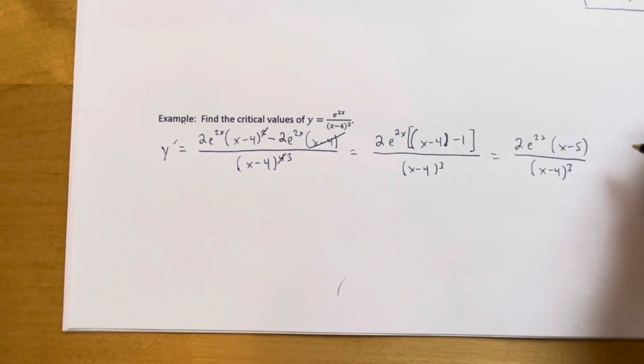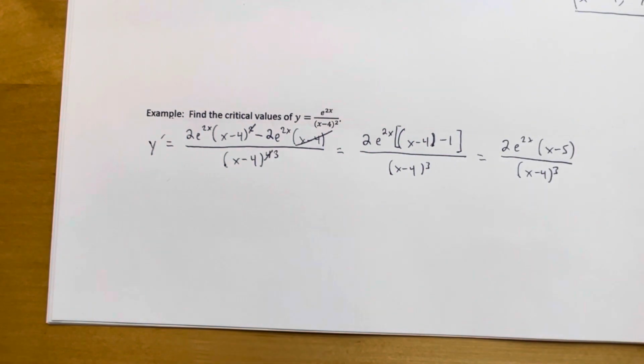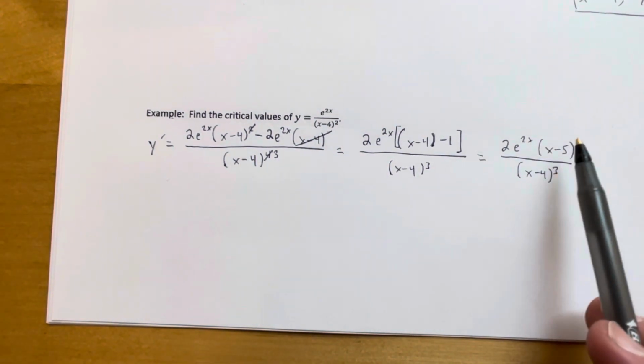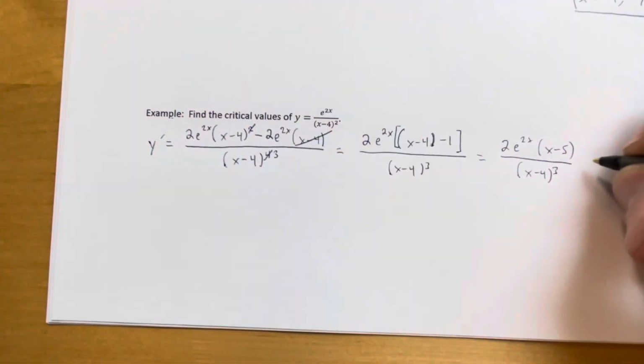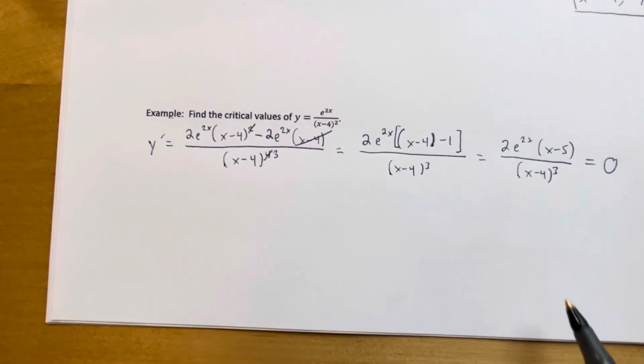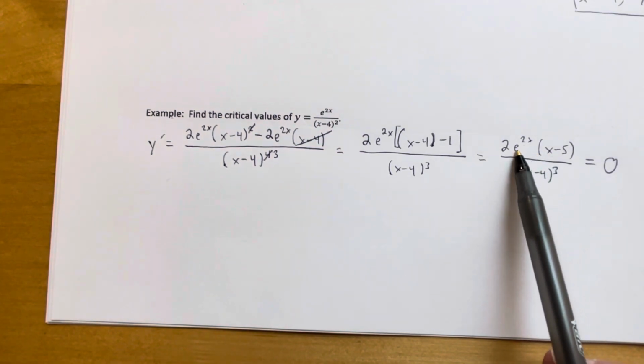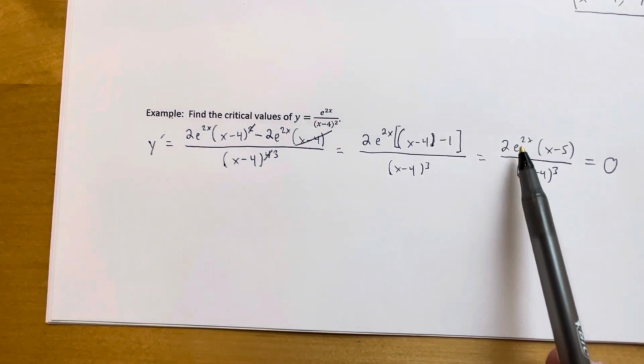Okay? Now, I need to find critical values. So again, that's going to be where this derivative either fails to exist, but is still defined for the original function, or where the derivative is equal to 0. And with a function that's represented like a quotient, you get both of those things. So for example, this will equal 0 only when my numerator is equal to 0 and my denominator is not. So my numerator is equal to 0 when? Well, I have a product. I can use my zero product property, but the exponential function is never equal to 0. It's only positive.